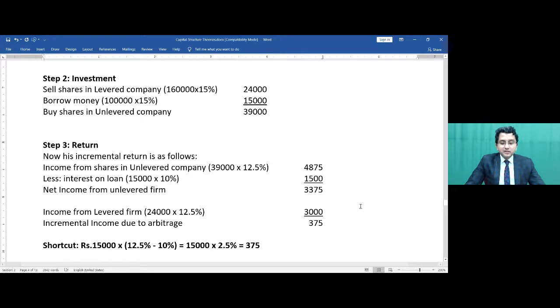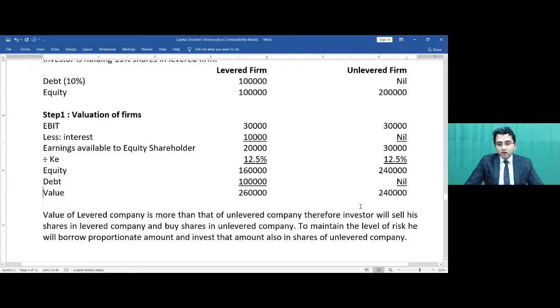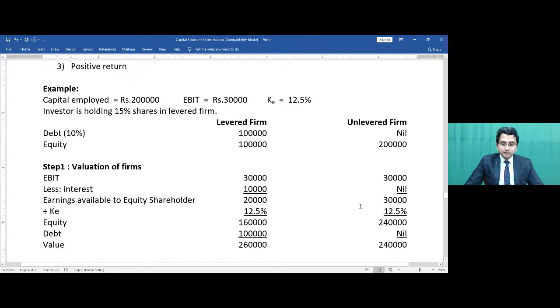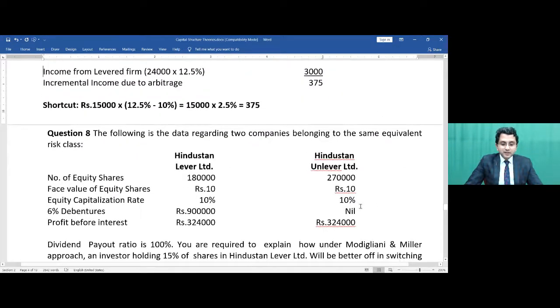I request you to take a screenshot of this. First, you take a screenshot of this, step 2 and 3. 3, 2, 1, go. Done. Now you take a screenshot of the question as well as step number 1. 3, 2, 1, go. Fantastic. So now you know the whole process.